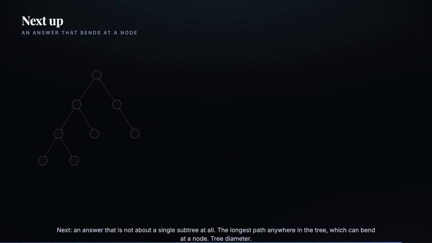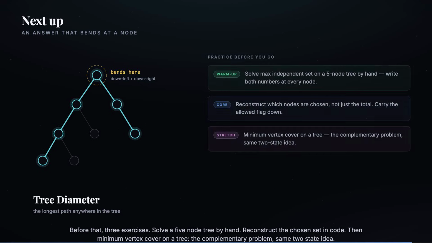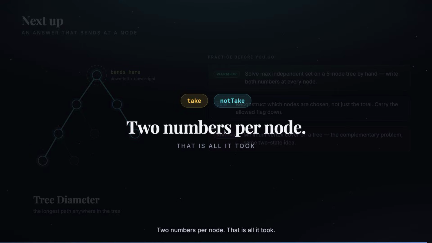Next, an answer that is not about a single subtree at all. The longest path anywhere in the tree, which can bend at a node. Tree diameter. Before that, 3 exercises. Solve a 5-node tree by hand. Reconstruct the chosen set in code. Then minimum vertex cover on a tree, the complementary problem, same 2-state idea. 2 numbers per node. That is all it took.